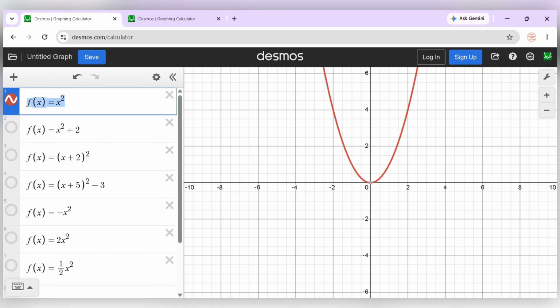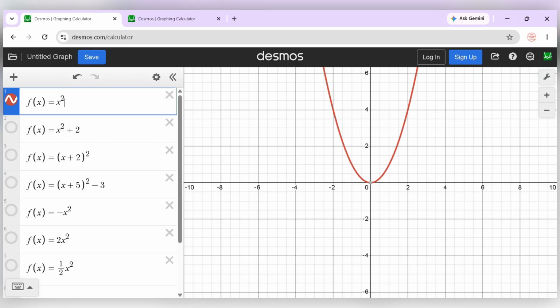I'm going to start with a basic f of x equals x squared. That's just a standard run-of-the-mill little parabola. Now, these first 3 here are the ones that are most likely to show up on the SAT. I'm going to show you the others really quickly just so you have them under your belt. But here are the big ones.